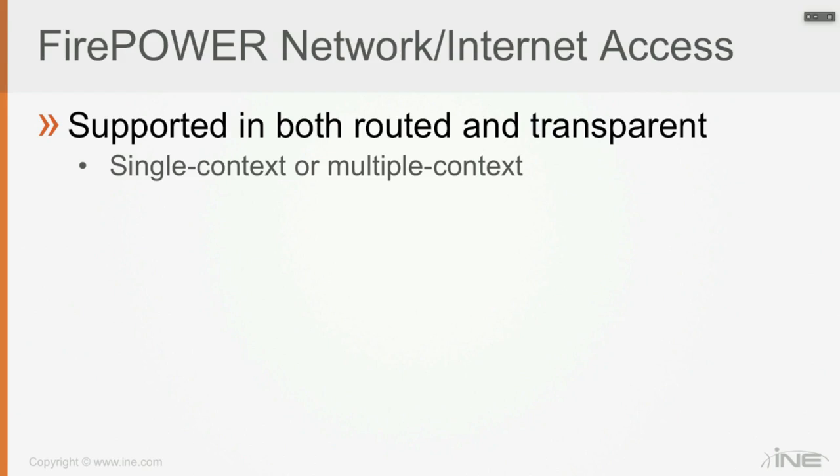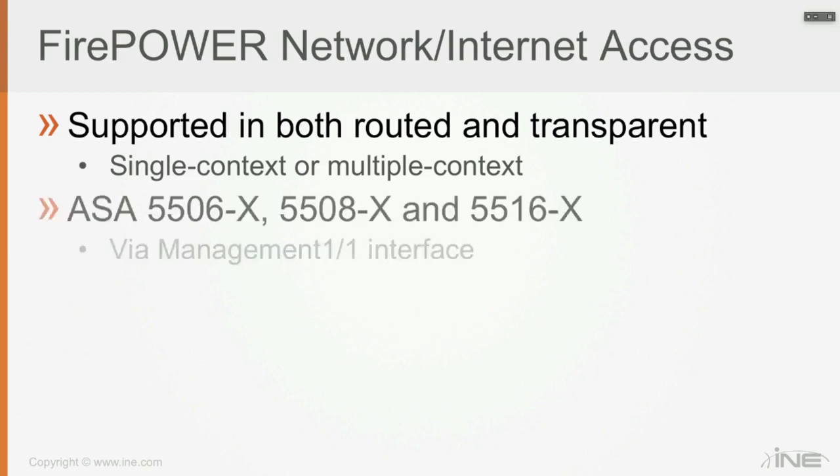Now for network access and internet access. In order for the Firepower to be updated, to do DNS queries, or to have internet access, depending on the platform we're using, it's going to make use of different physical management interfaces of the ASA. If we speak about the newer ASA X models, which are the 5506, 5508, and 5516, this is going to be done via the Management 1/1 interface. That interface is going to be shared by both the ASA and the Firepower for management purposes.